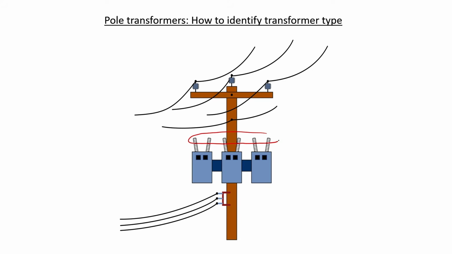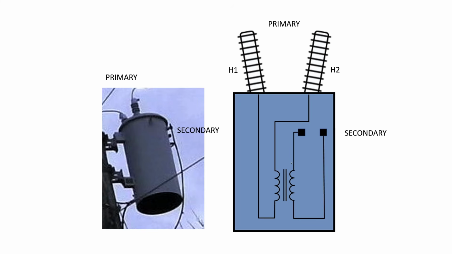The primary sides of these pole transformers would typically have more insulation, and they're usually called bushings. The secondary sides would then typically be at a lower voltage, and they would just be on the side of the cans. Let's take a closer look at one of these pole transformers and see how they're typically configured internally.